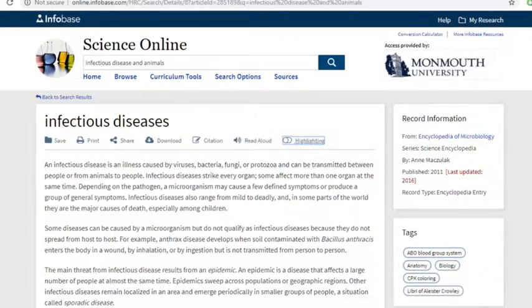Infectious diseases are caused from viruses, bacteria, fungi, or protozoa that can be transmitted between different species, including between humans and animals. The type of pathogen and biological makeup of the organism determines the symptoms and pathology of the disease. An epidemic is when a disease is present in a large amount of people around the same time.